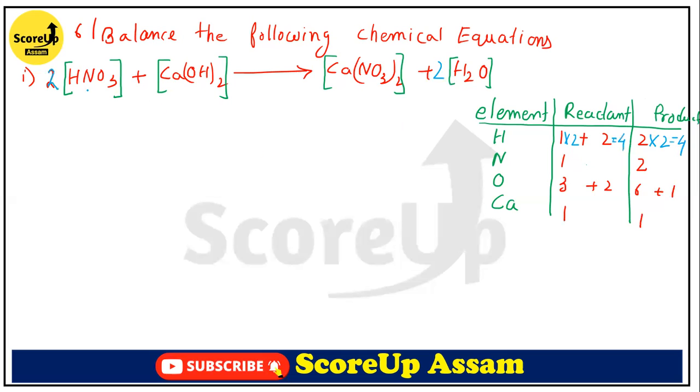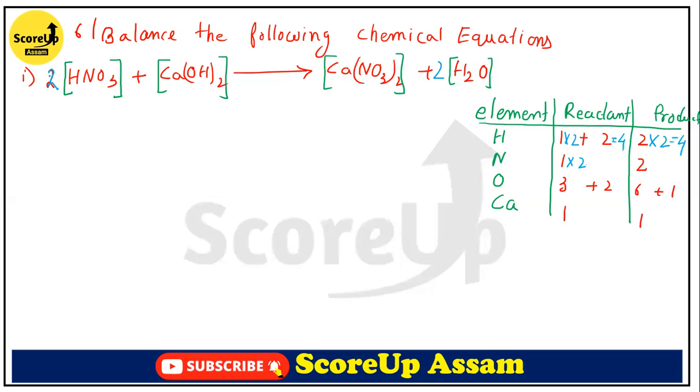Now, nitrogen. Since we have multiplied 2 with this compound, that means nitrogen is also multiplied by 2. So now 2 will be multiplied with this 2. So now total number of nitrogen in reactant side is 2, and in product side also nitrogen is 2. So no need to balance. Nitrogen is balanced.